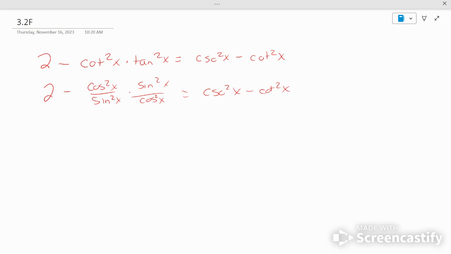Now what do I do? They cancel. When things cancel out, what do they become? 1. So it's 2 minus 1 equals cosecant squared of x minus cotangent squared of x. What's 2 minus 1? 1 equals cosecant squared of x minus cotangent squared of x.